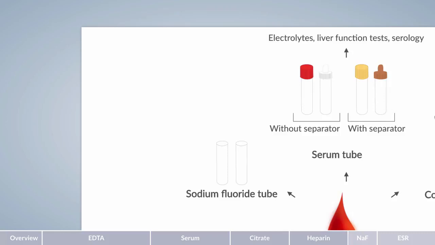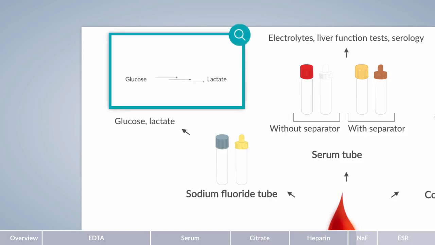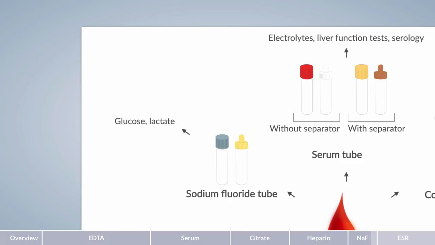The sodium fluoride tube has a gray cap in accordance with the international standard and a yellow cap in accordance with the European standard. It's used to determine glucose or lactate levels in blood. To accurately measure blood glucose levels, glycolysis in red blood cells must be inhibited. Otherwise, measured glucose levels will be too low and lactate levels too high. To prevent this, fluoride ions are used to inhibit important enzymes involved in energy metabolism. In addition to sodium fluoride, other agents are sometimes added to stop metabolic processes. These include calcium binders such as citrate, oxalate, or EDTA, which are often added to the sodium fluoride tubes.